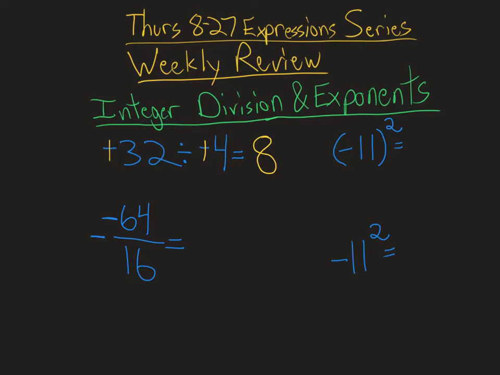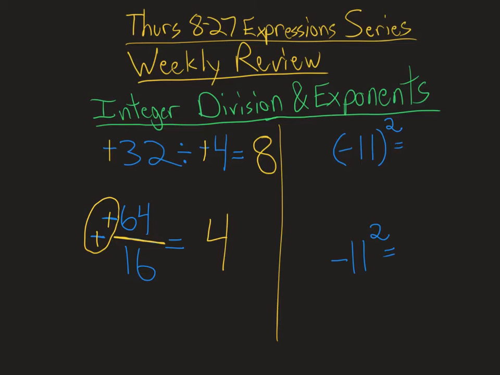Second problem, 64 divided by 16. That's going to equal 4. Remember that a fraction bar is just another way to say divide. And we see a pair of negatives. And it doesn't matter where they are. If they're on top, bottom, or in front of the fraction bar, it doesn't matter. It's a negative number. This one happens to have 2 negatives in the division. Cancel them. Answer is positive 4.